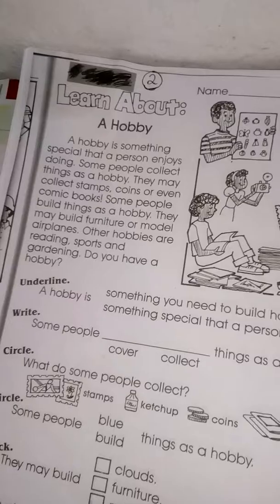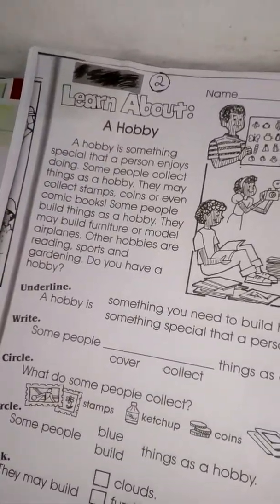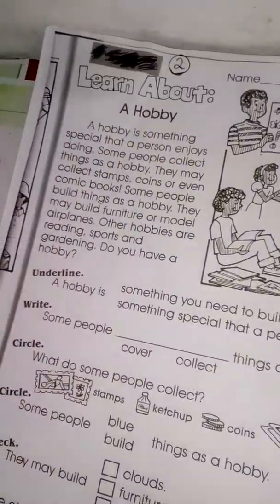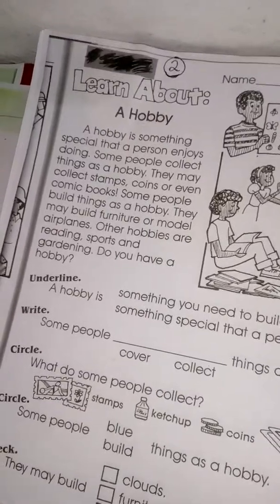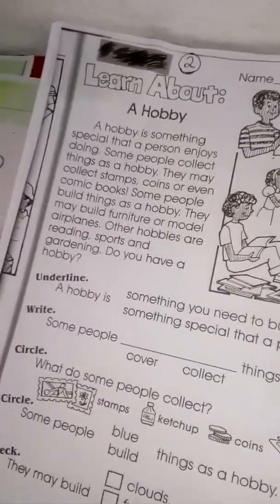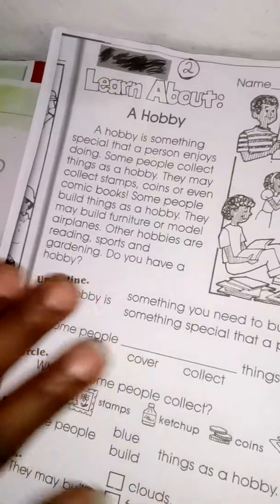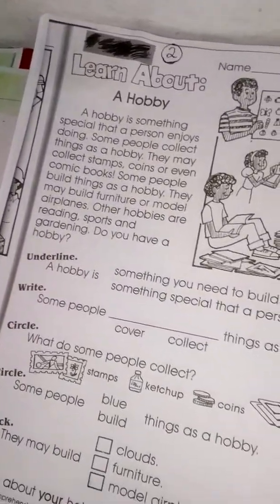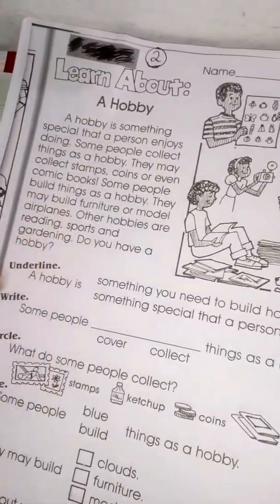Now, I looked at the picture. Now I'm going to look at the title. And there is a title here. The title says a hobby. It's talking about a hobby. All right. So now the next thing I do is what? That's right. Good job. Read the passage.